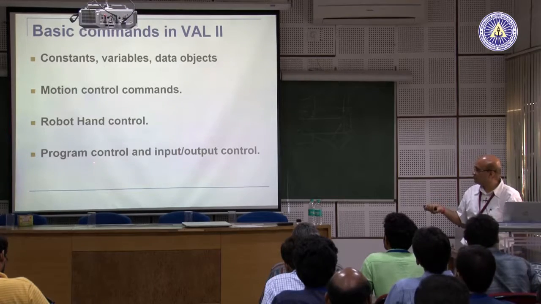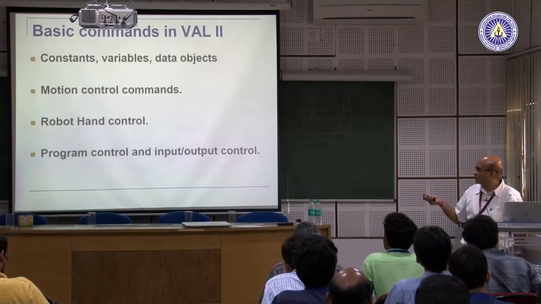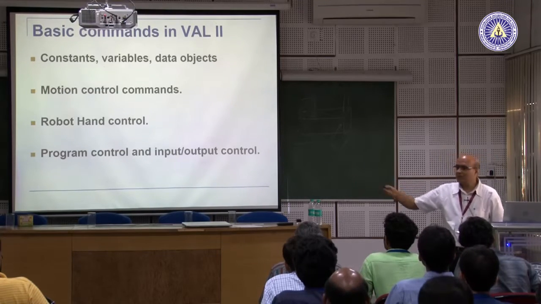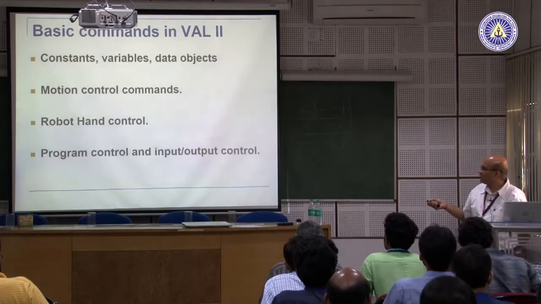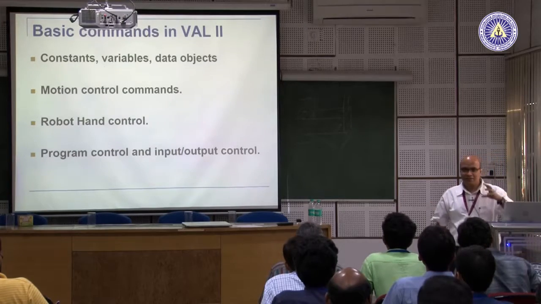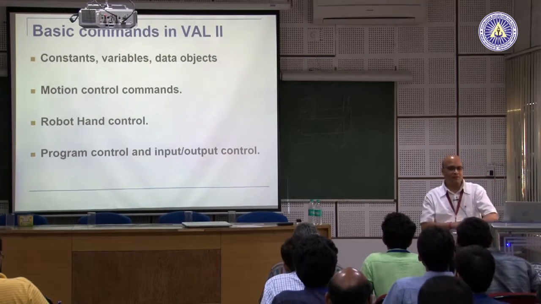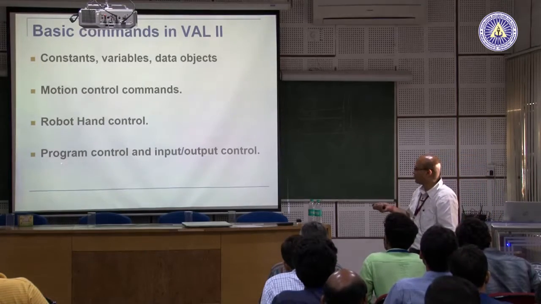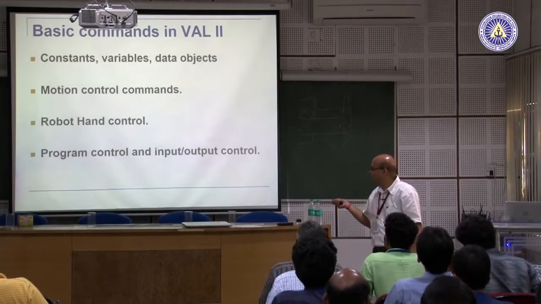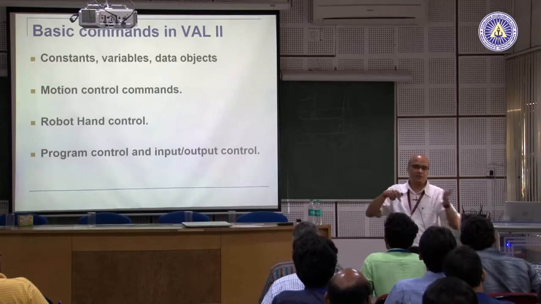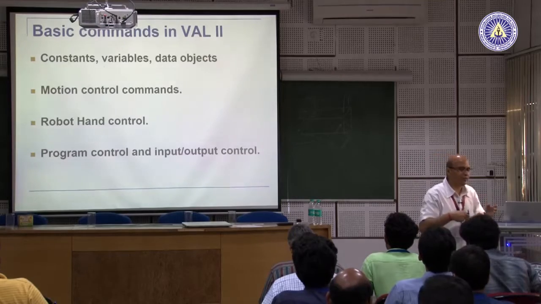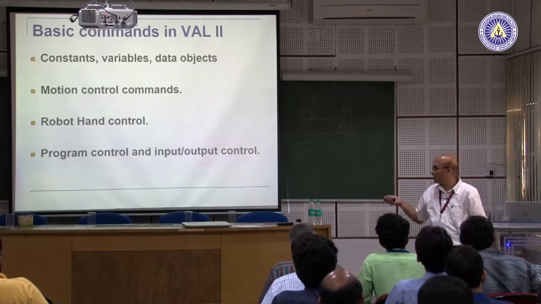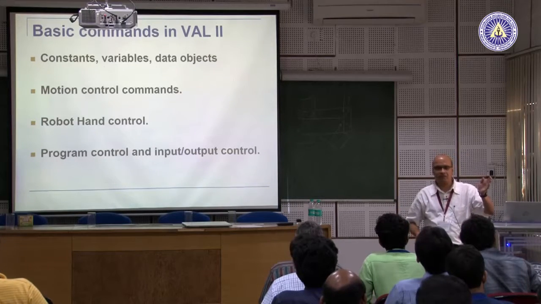So, the program is written in this sequence. Second is motion control commands. The robot arm moves around, so there have to be motion commands. So, these are our motion control commands. Third is, a robot has a hand. Now, the hand is used for catching and picking up and placing. So, there are hand control commands. And the fourth is program control, input output control. This is basically for interfacing with other machines. The robot will communicate with the NC machine or with a part conveyor, that is communication basically. So, this part of the program deals with communications with other machines.